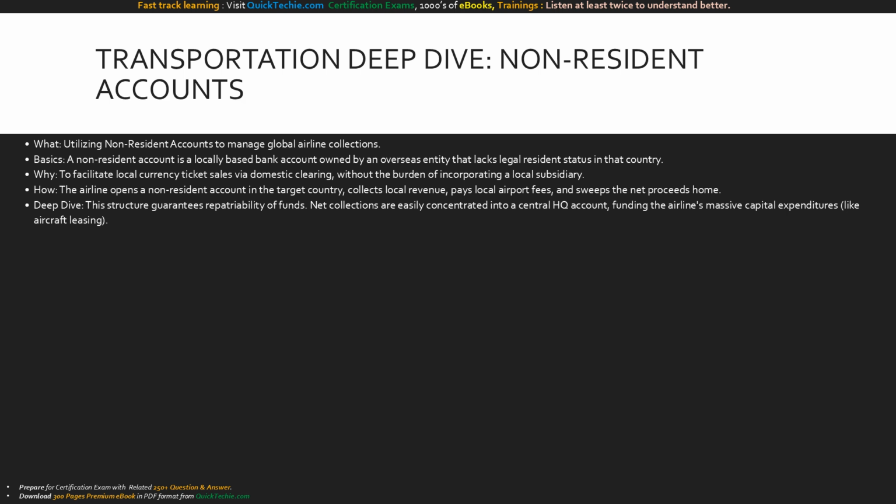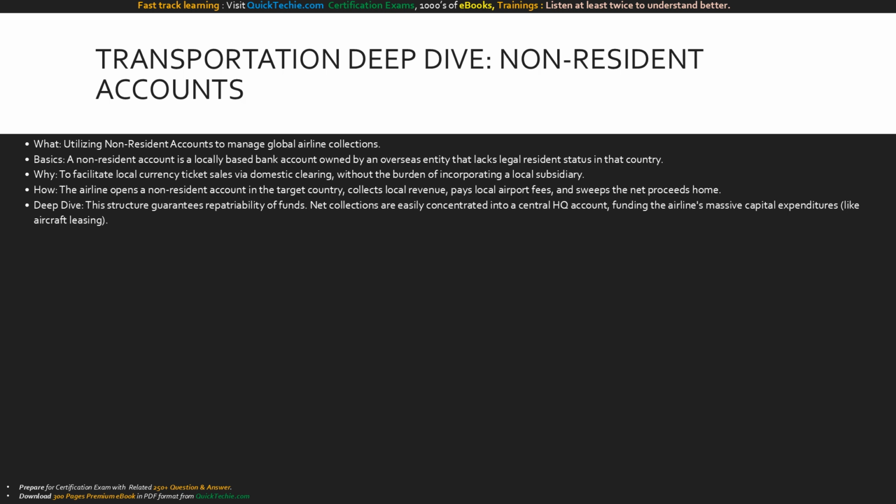What are they? A non-resident account is a bank account held in a local jurisdiction, but legally owned by an overseas corporate entity that does not have resident status there. The basics are simple. The airline's home HQ owns the account in the foreign country. Why is this brilliant? Because it allows the airline to collect ticket sales in local currency using cheap domestic clearing networks, completely avoiding the legal burden of incorporating a local subsidiary.